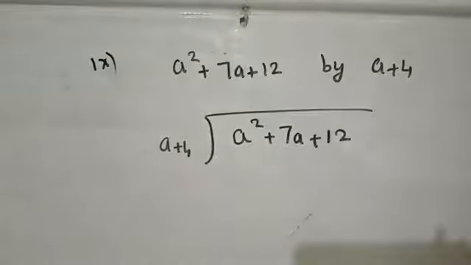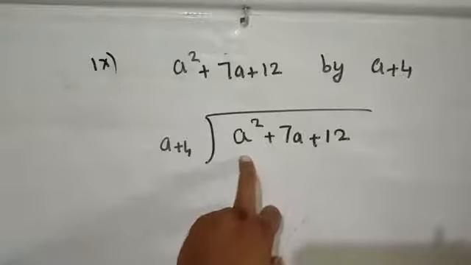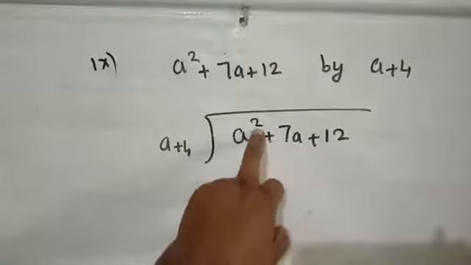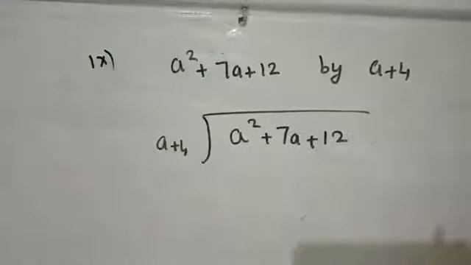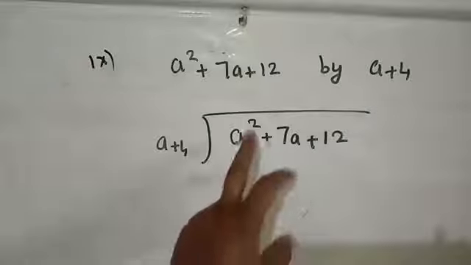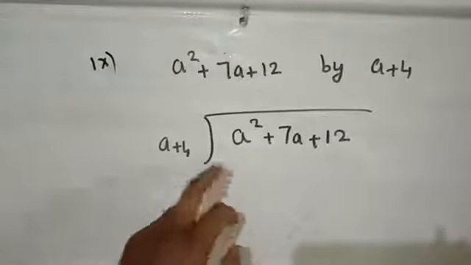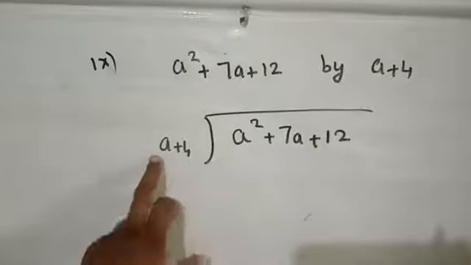Before that, you should arrange the dividend and divisor in ascending order or descending order. Here I am writing from the highest degree: first a square, degree 2, then degree 1, then the constant, degree 0. You should write the terms in such an order. Then a plus 4.